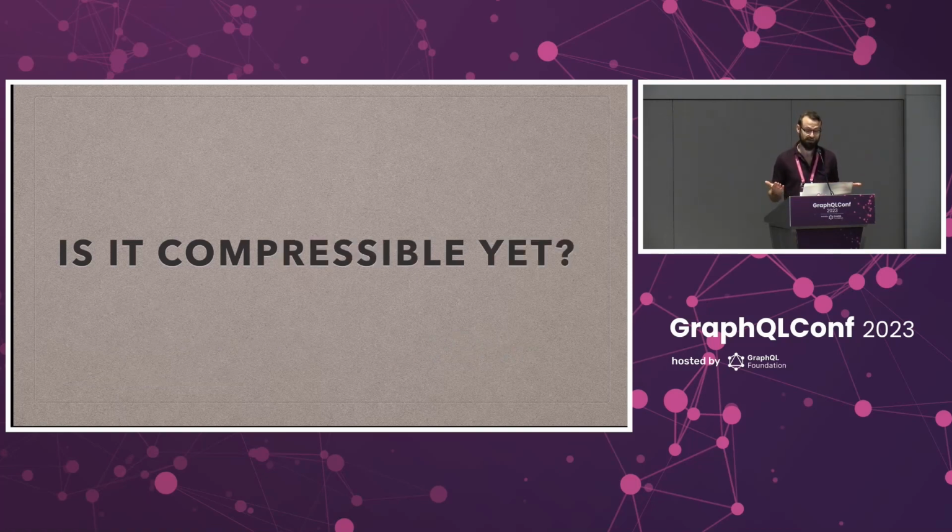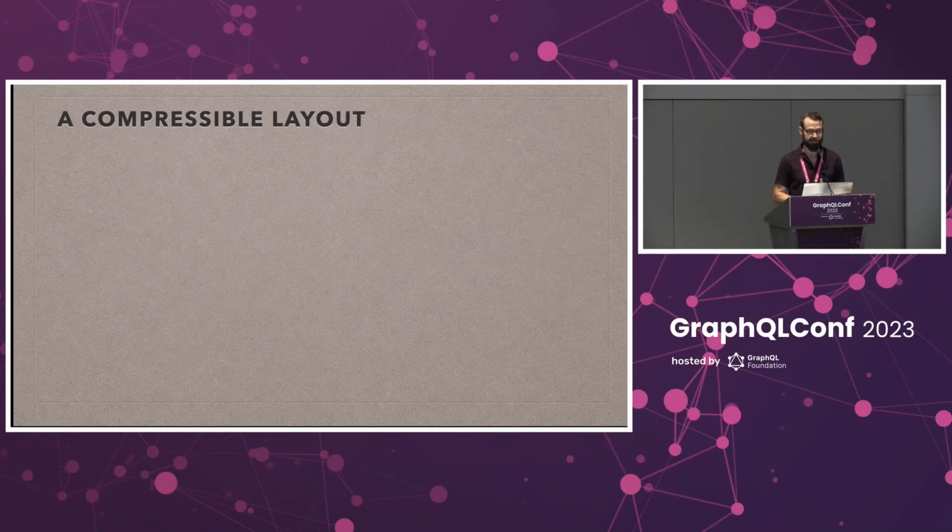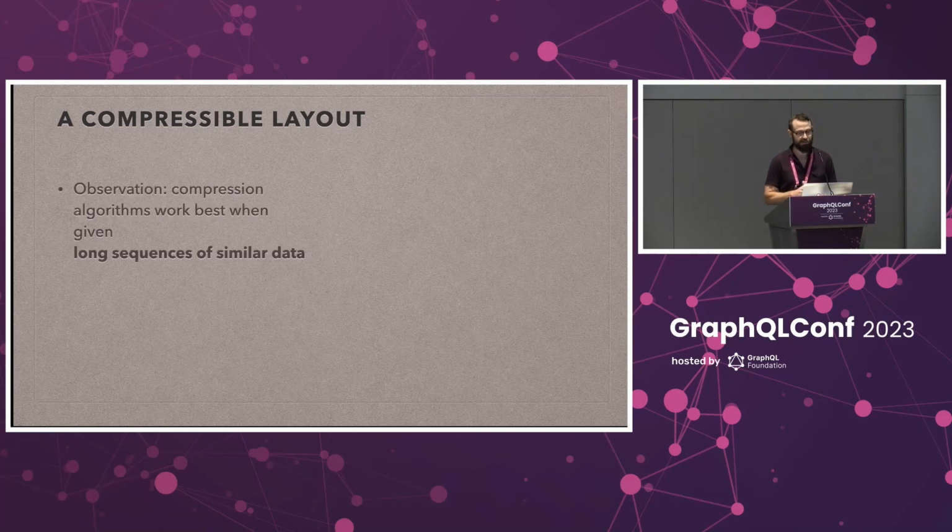So is it compressible yet? Sorta. JSON's already very compressible, and what we've developed so far will definitely compress down quite a bit. But we haven't actually done very much explicitly to make it unusually compressible. So let's do that by introducing a compressible layout. And for a little insight here, we might make the observation that compression algorithms work best when given long sequences of similar data. We might also notice that values of the same type tend to be similar.